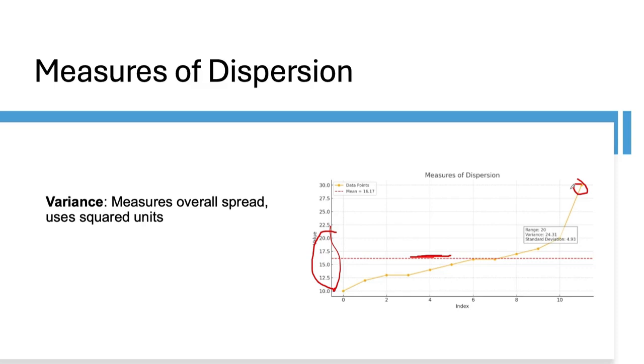Because the values aren't tightly packed around the mean, the variance and standard deviation are higher. If all the points were closer to the mean, say 13 to 17, variance would be lower. That single high value, 30, is doing a lot of the damage here. This is a very classic example of how outliers increase variance.